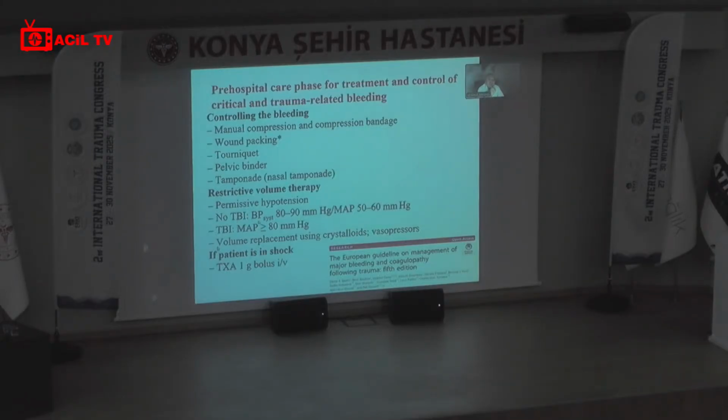In trauma patients, you know that systolic BP should not be over 90 millimeters, with a median of 60 millimeters. In traumatic brain injuries, no more than 80. Volume replacement using only crystalloids. May use some vasopressors. Of course, if the patient is in shock, tranexamic acid 1 gram intravenous as a bolus. These are European guideline recommendations.